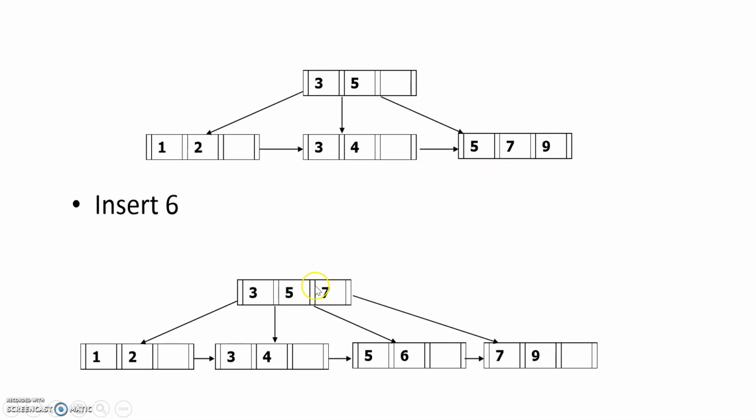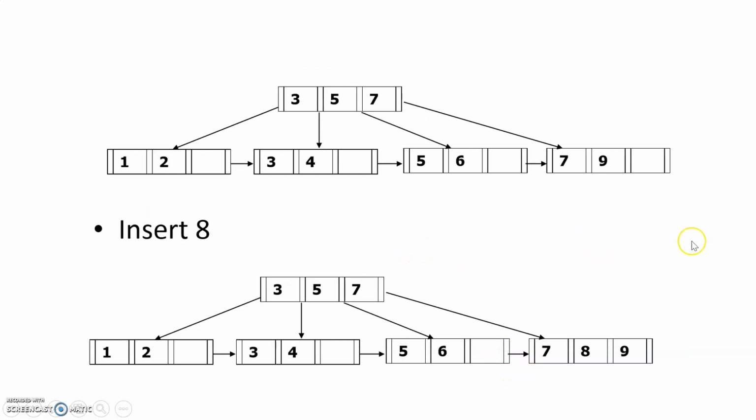So 7 will go up. Since it is 5, 6, 7, 9, towards the left of 7 will be 5, 6, and towards the right of 7 will be 7 and 9. So 7 is moved to the upper node, the parent node, as an index, and 7 is also there in the data node. This is the only difference we have.